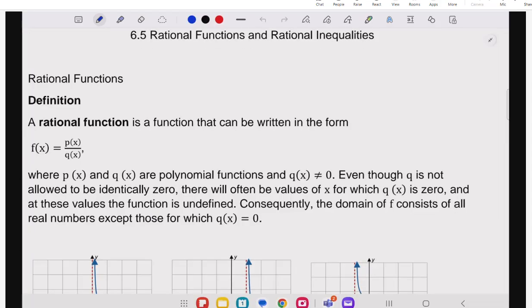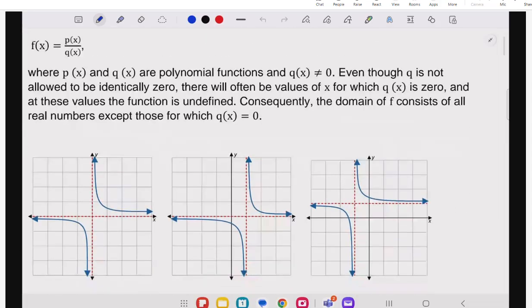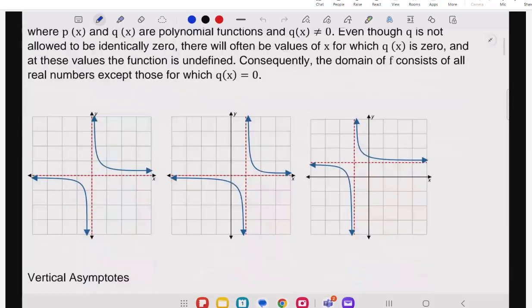Alright, so here are some graphs, some pictures of rational functions demonstrating the horizontal and vertical asymptotes in different positions. These functions move around as other functions did when we talked about transformations.